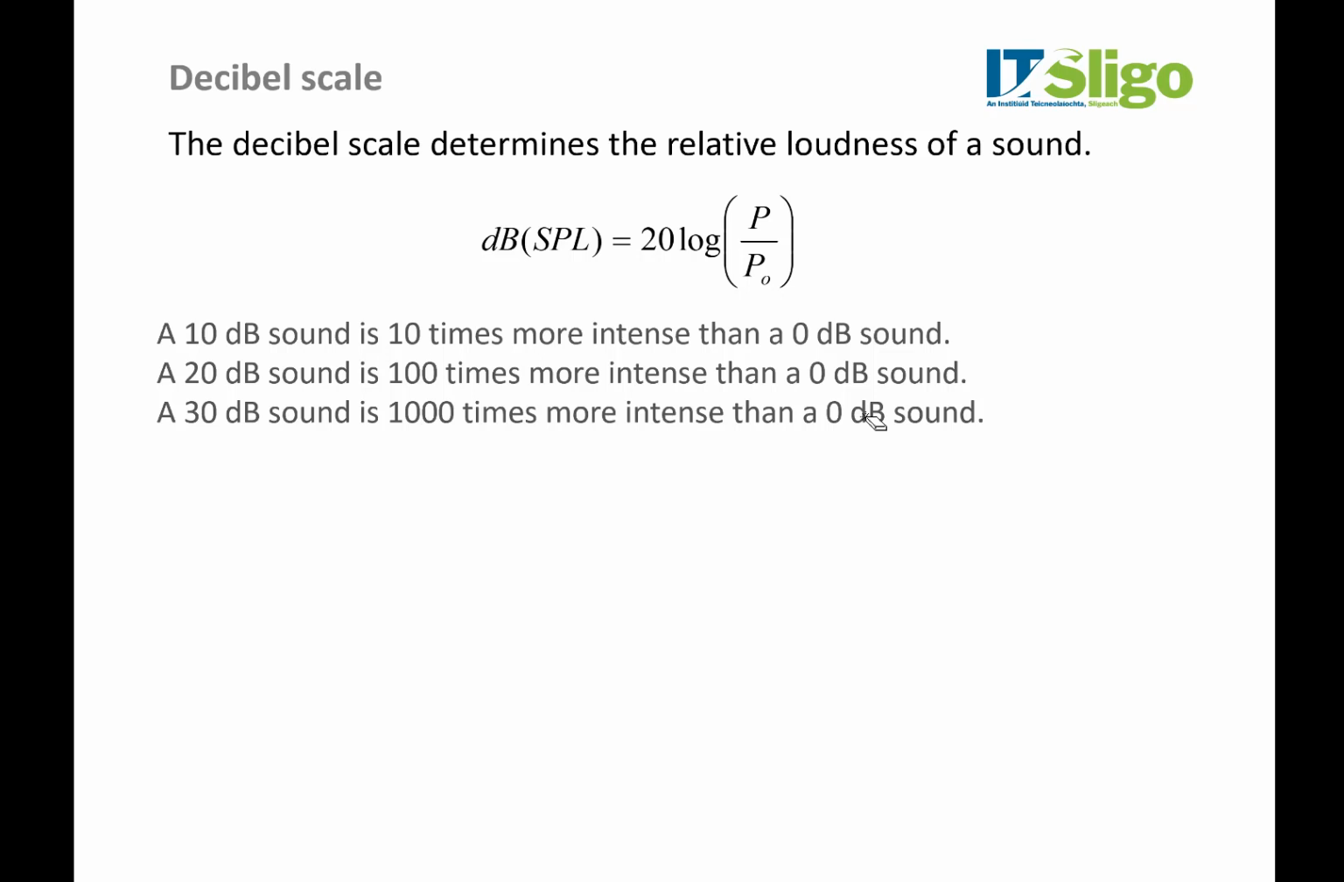So a 10 decibel sound is 10 times more intense than a 0 decibel sound. A 20 decibel sound is 100 times more intense than a 0. A 0 decibel sound is the quietest noise the human ear can hear. So we can see there's this log relationship as well. Now really a decibel is 1/10 of a bell, but we'll get into that when we look at decibels next week.